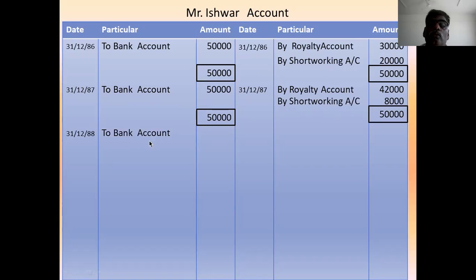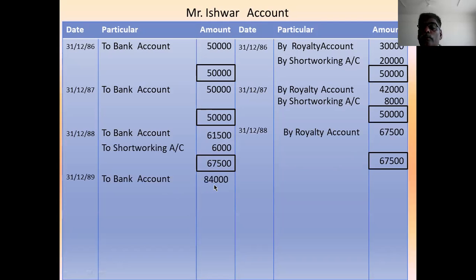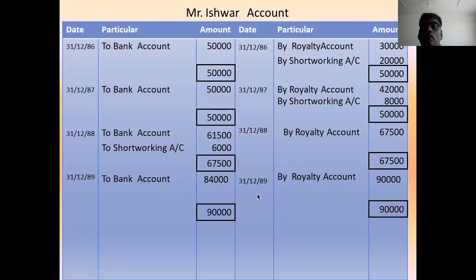Third year, to bank account, payment column 61,500, by royalty account 67,500. Total 67,500. The difference is on the credit side, to short working. Next, to bank account, payment column 84,000, by royalty account 90,000. Take the total 90,000; the difference is 6,000 on the debit side, to short working account.